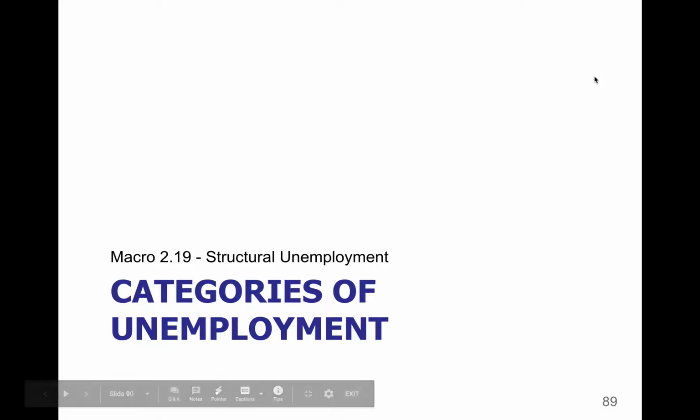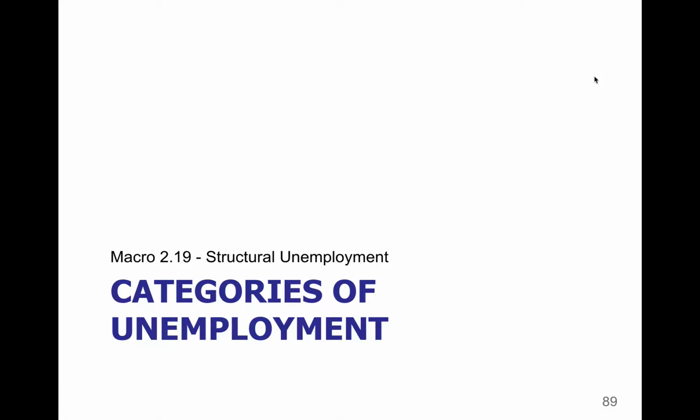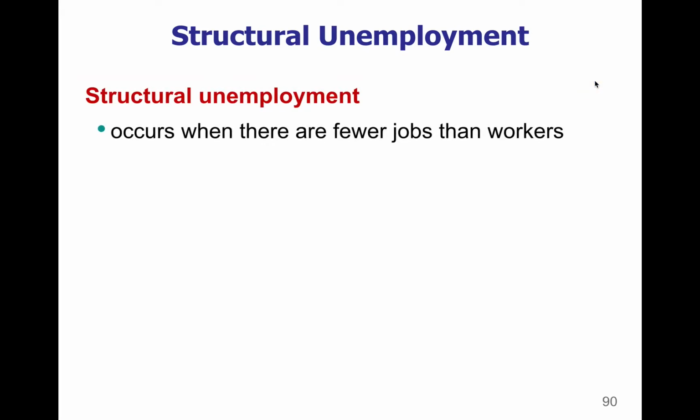This is your macroeconomics video on structural unemployment. The second type of unemployment we're going to talk about is more problematic, and that is structural unemployment. This is created when there are fewer jobs than workers who are qualified for that type of work. So this creates a problem because there are lots of workers and only a few jobs.